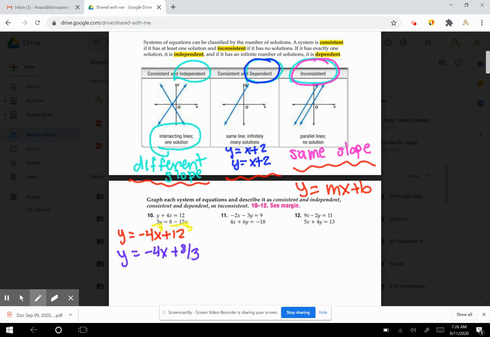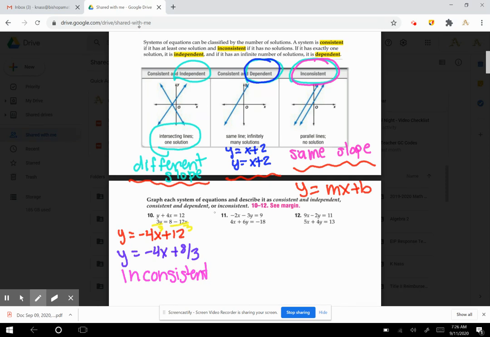Okay, so I look at this one. If you notice, I have the same slopes, negative 4 and negative 4. So I look up here, which one is the same slope? Parallel lines, and this parallel line is an inconsistent graph.